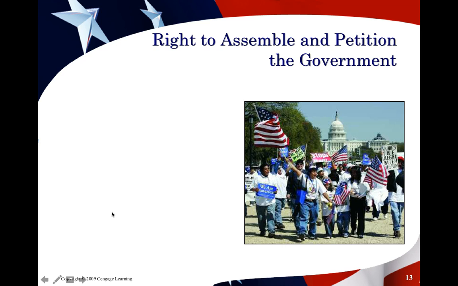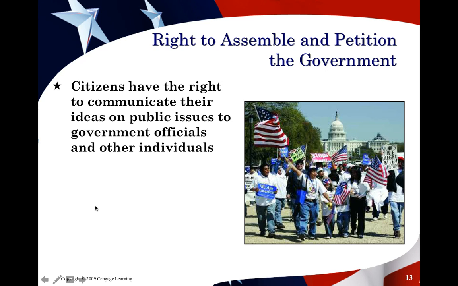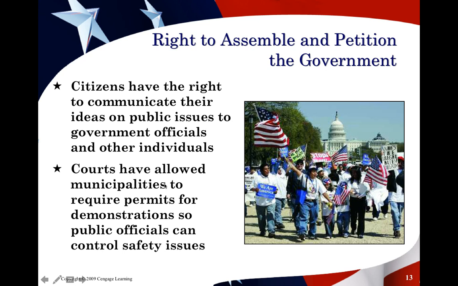Okay, right to assemble and petition the government. We'll look at some of these cases. You should have a right to issue your grievances, protest to public officials, other individuals. But once again, there are time, manner, and place restrictions. You can't just go any place, any time, in any manner and protest. You can't disrupt business. You sometimes can't disrupt traffic flow. So normally, you'll have to get a permit to do these things. So courts have allowed municipalities to require permits for demonstrations so public officials can control safety issues.